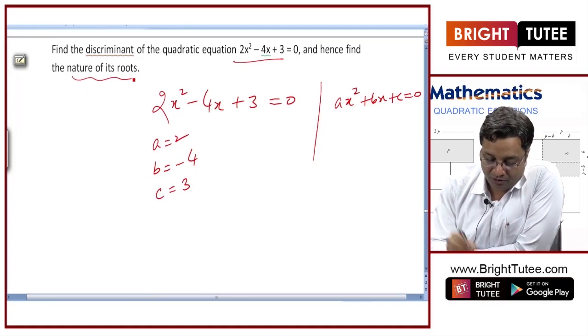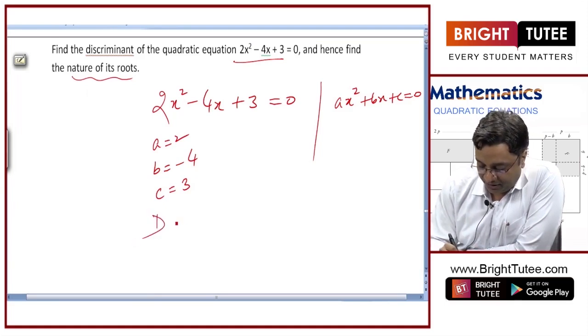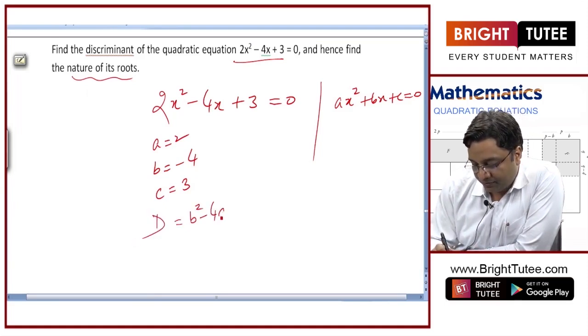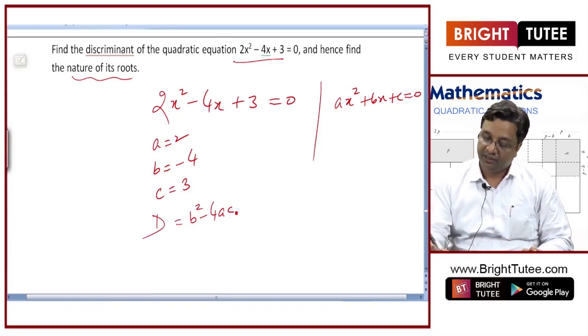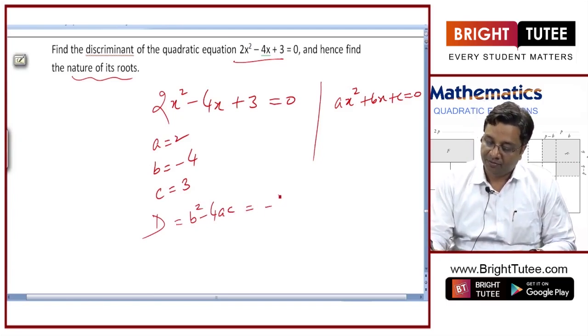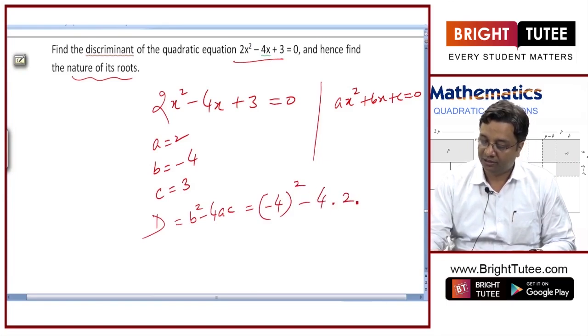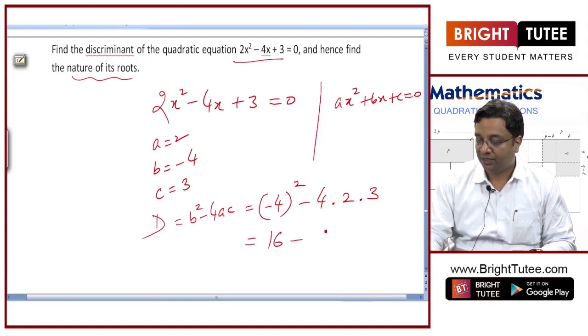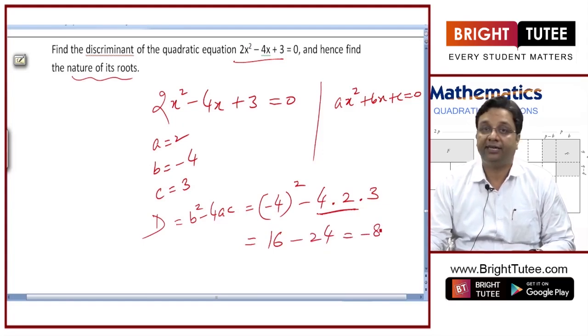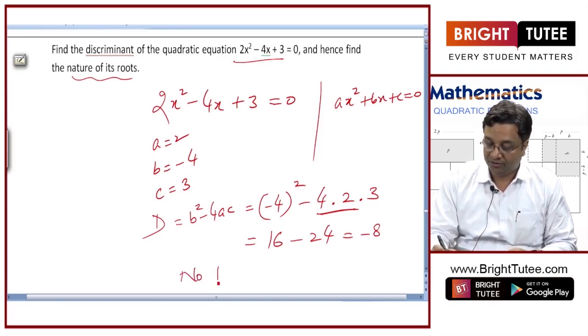And for the nature of roots, I need to find the discriminant, which is equal to b square minus 4ac. Okay, so let's put these values here. Minus 4 square minus 4 into a is 2, c is 3. So it will be equal to 16 minus 8 into 3, 24. So this is minus 8, right? So what do you say about the roots? These are no real roots.